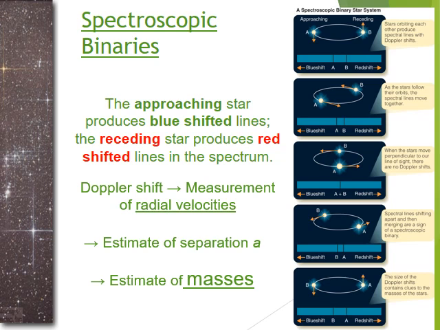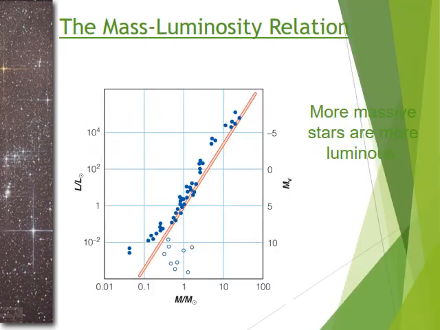And that will help us to at least put an upper limit on the possible masses. It won't give us an exact value because they aren't on plane. But we can at least get in the ballpark as far as how much mass these stars potentially could have because of the gravitational impact, the Doppler impact they have on each other.